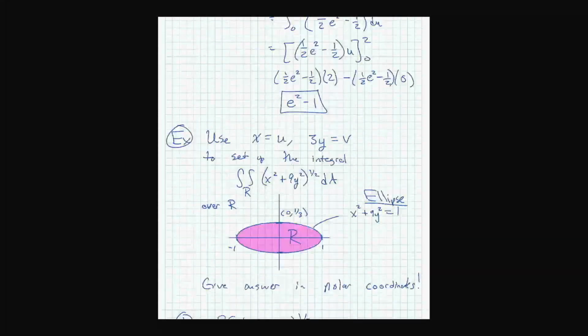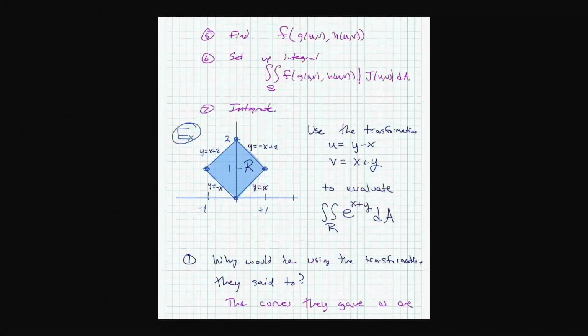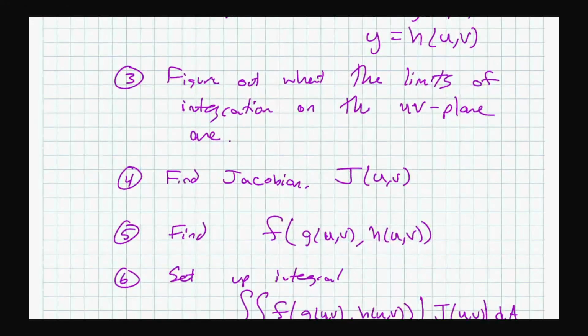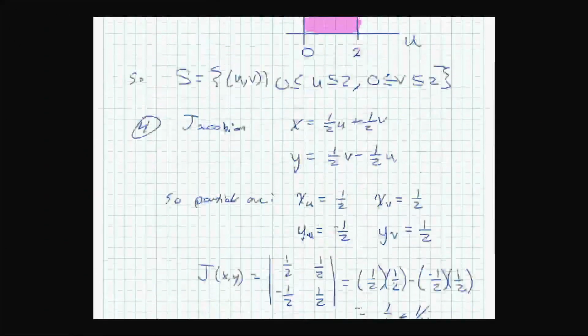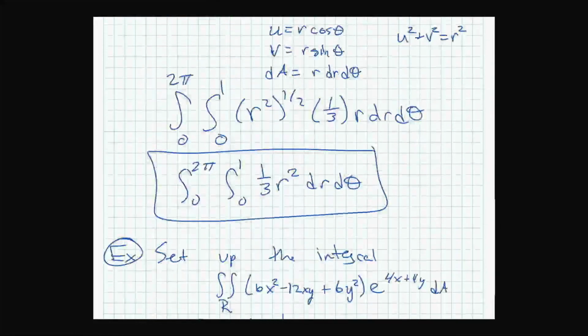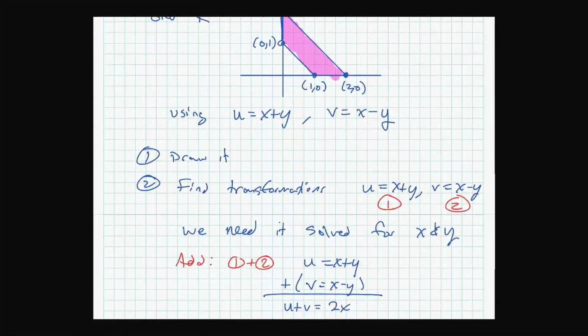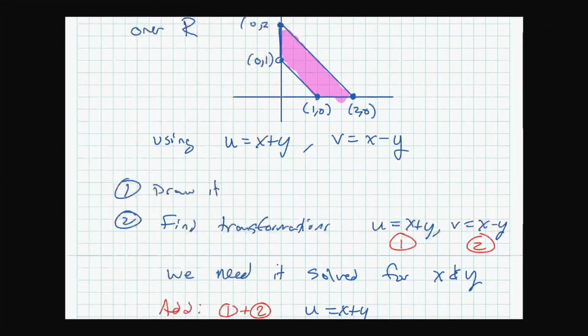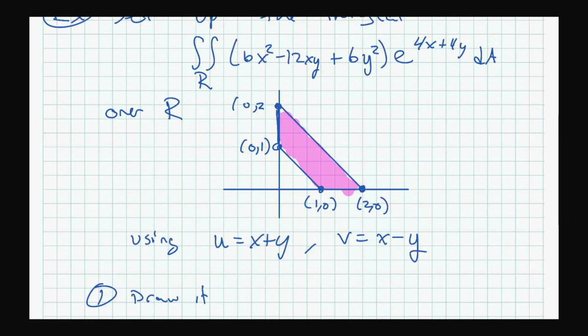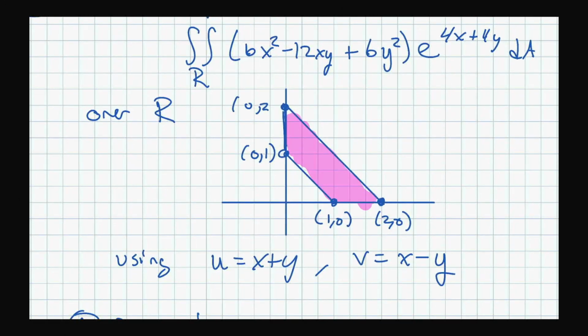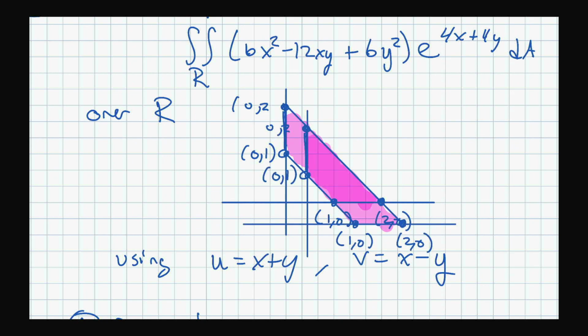What was the next step? 3, figure out what the limits of integration are on the UV plane. You can do that anytime. I guess we're doing it now. In order to do that, we're going to need to look at this picture.